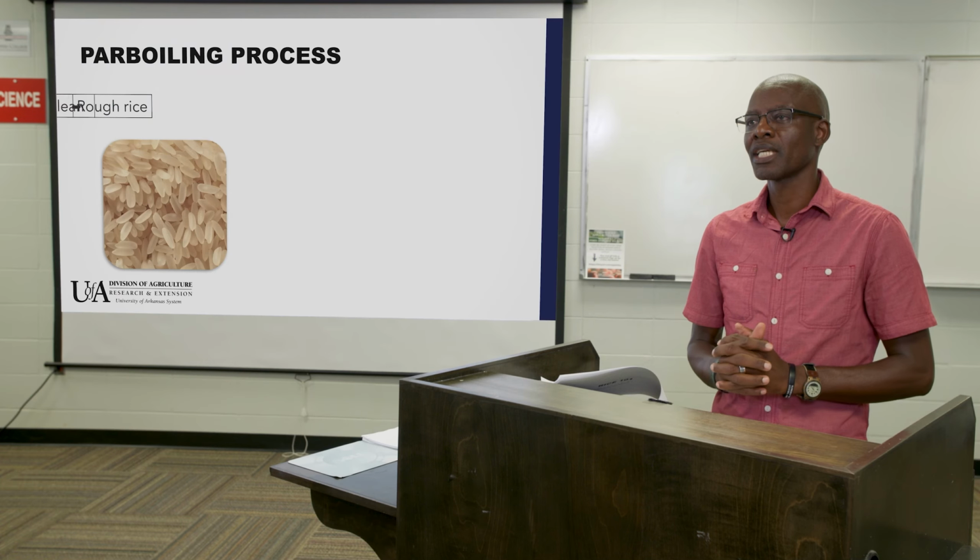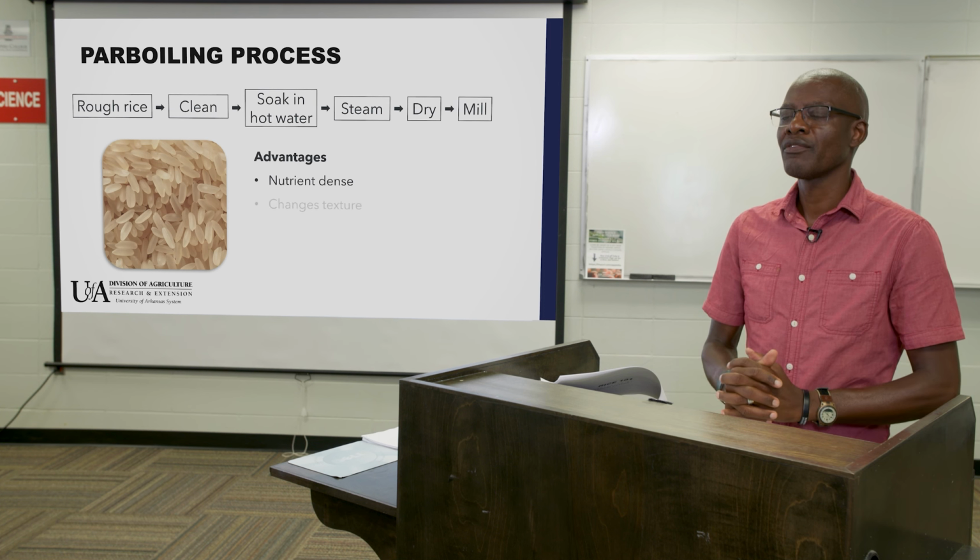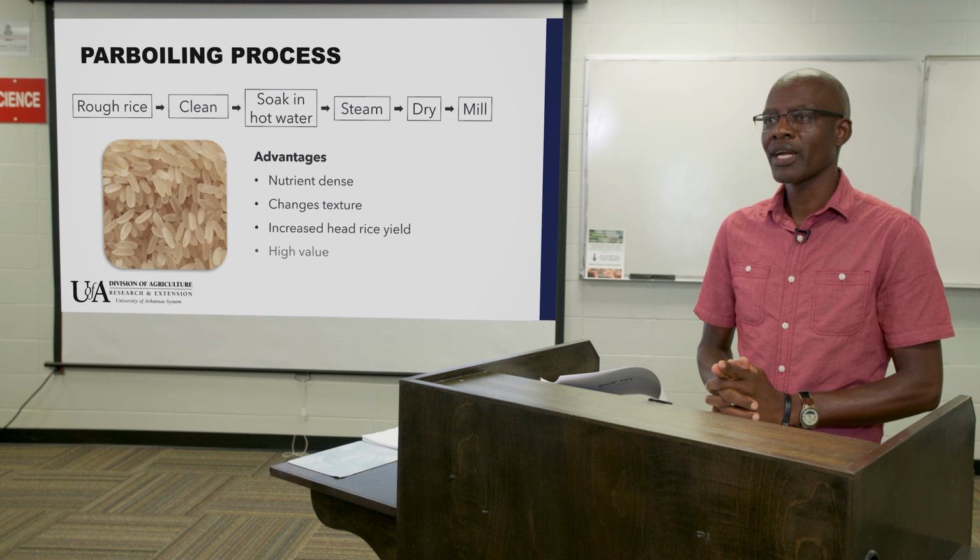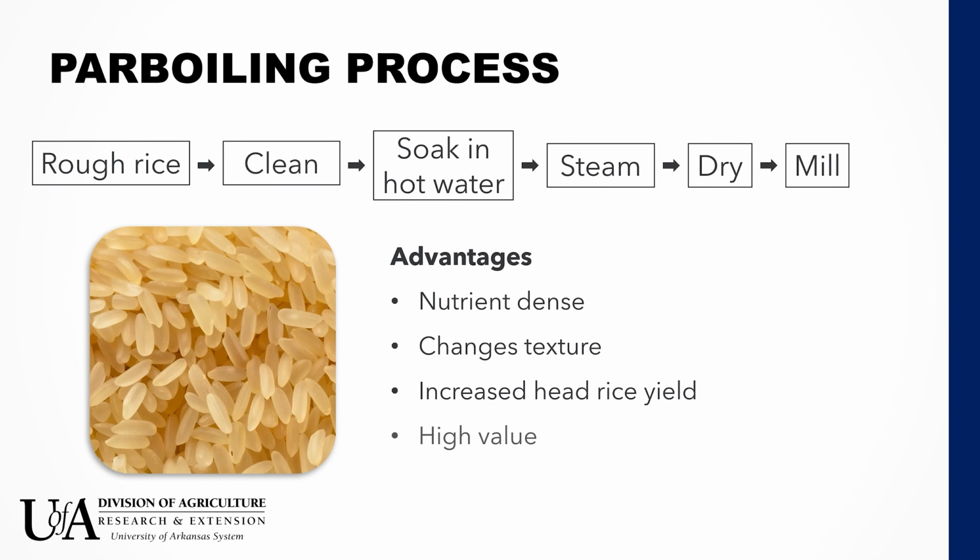Now, the parboiling process basically starts from the moment we receive rice from the field. We can either directly dry that rice, or we may take that rice through a cleaning process, and in a parboiling scenario, that rice goes through a soaking process. So the rice is soaked in hot water, and then it is steamed, and then after steaming it, it is dried and then milled. And there are various advantages as to why we do this. One of the key advantages is that it tends to result in a nutrient-dense milled rice. It tends to change the texture of the kernel. It tends to increase the head rice yield, and essentially produces a high-value product compared to non-parboiled. And we are going to see a description of how some of this happens in the next slide.